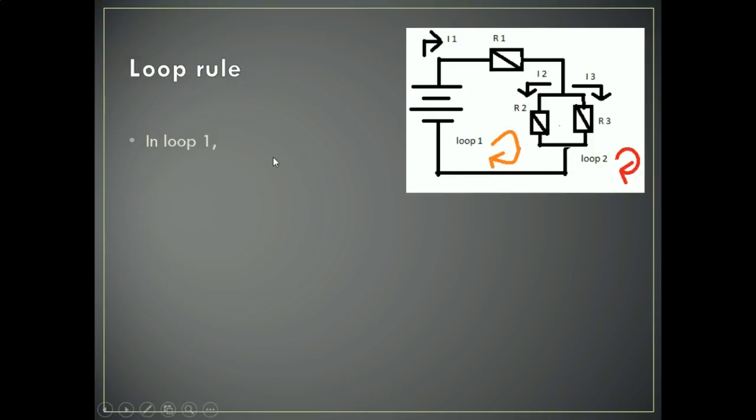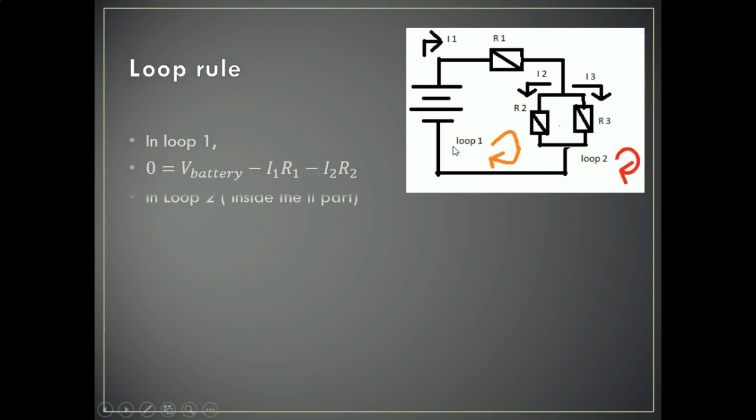So in loop 1, the voltage of the battery, because it's adding to it, minus the voltage of resistor 1, and remember V equals IR, so I just replace it with I1 R1, minus the voltage of this one, so I2 R2, I did the same thing, its current times its resistance, equals 0. So basically the sum of the voltages of this loop right here on this side equals 0.